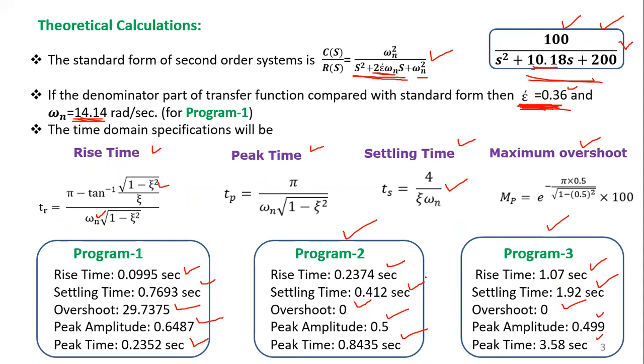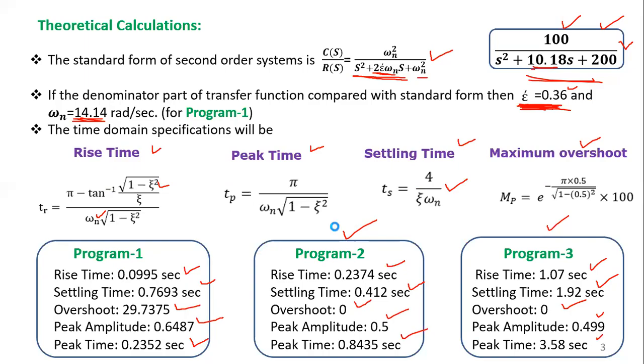If we observe the second and third cases, they are critically damped and overdamped systems. In the critically damped and overdamped systems, we are not having any oscillations. So overshoot will be 0. This is the transient analysis part.